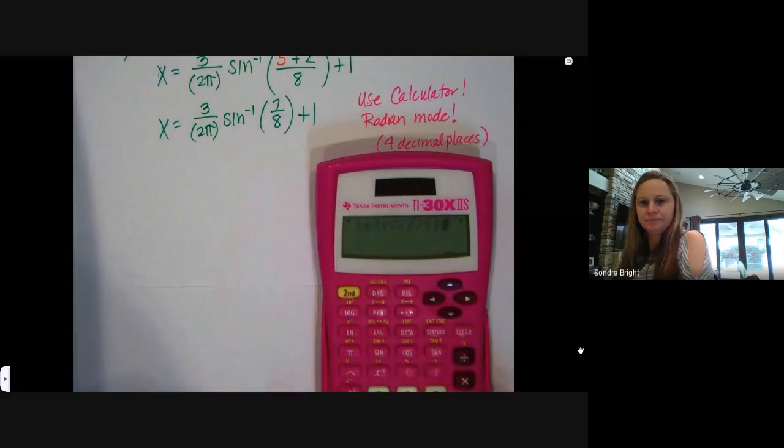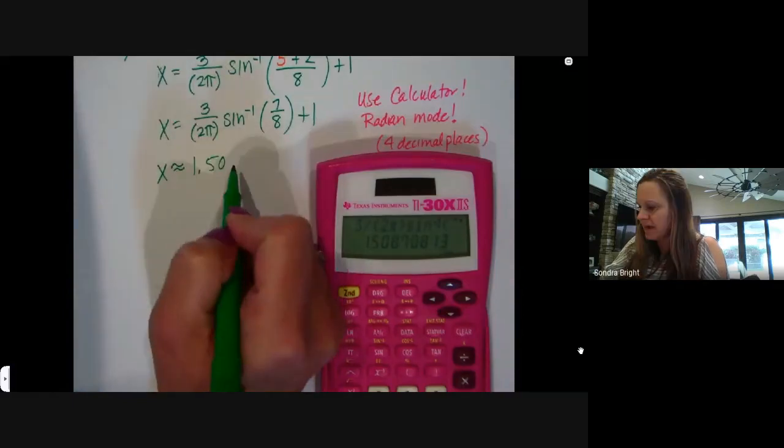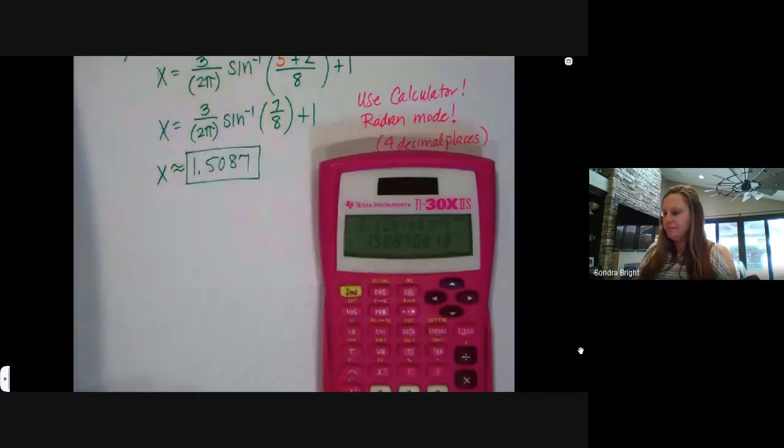And when you hit enter, you get x is about 1.5087. Now, that's one value of x where y is 5. Make sure you're in radian mode. Closing those parentheses, super duper important.